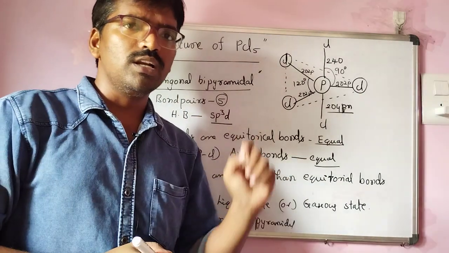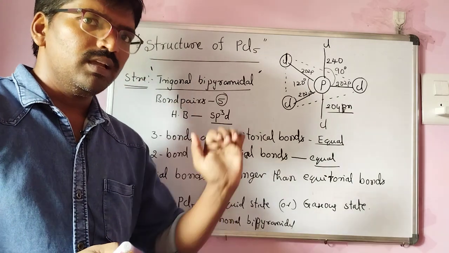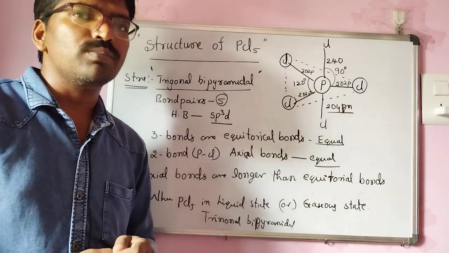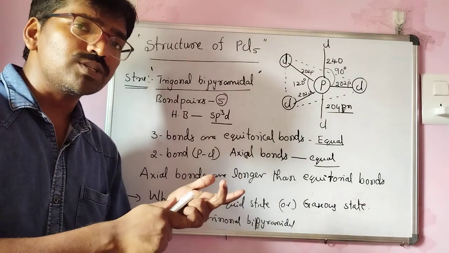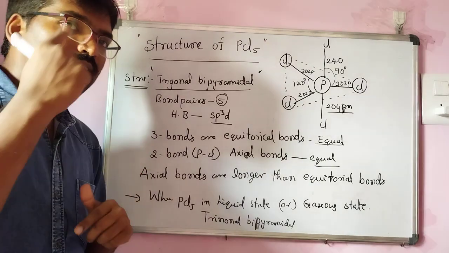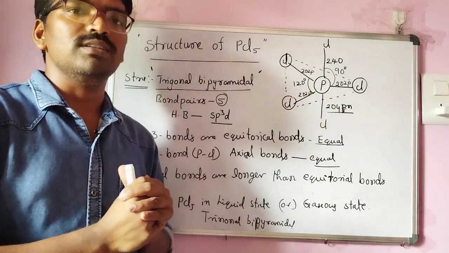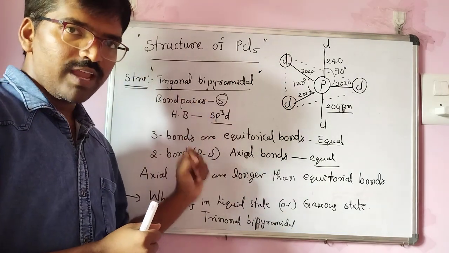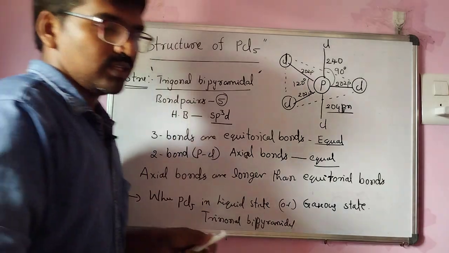So one is the trigonal bipyramidal structure. Then there are 3 equatorial bonds and 2 axial bonds. This structure is present only in the liquid and gaseous state, and axial bonds are always longer than equatorial bonds. That is about the gaseous or vapor state. So what about the solid state? That we have to discuss.